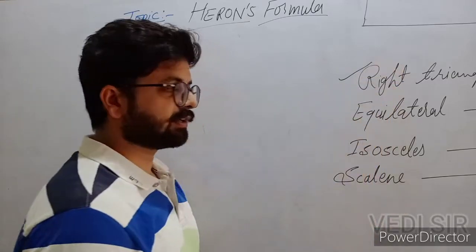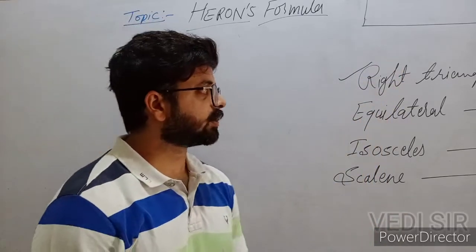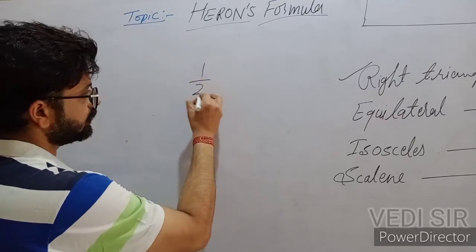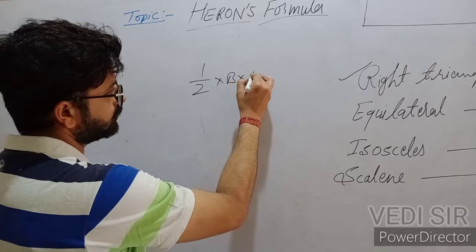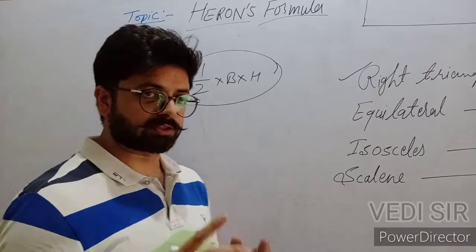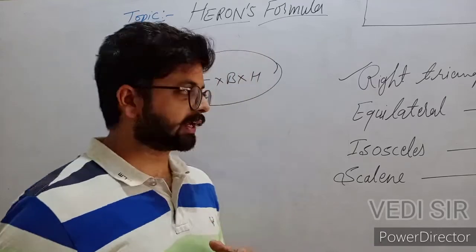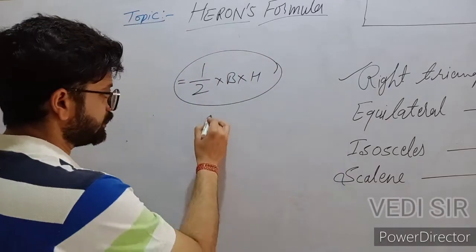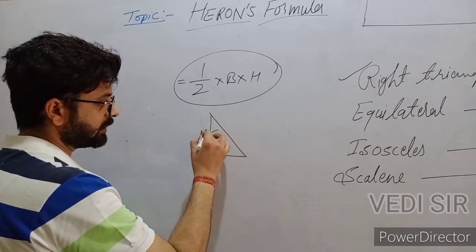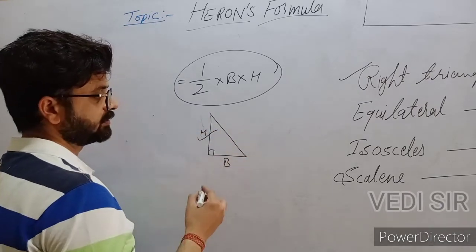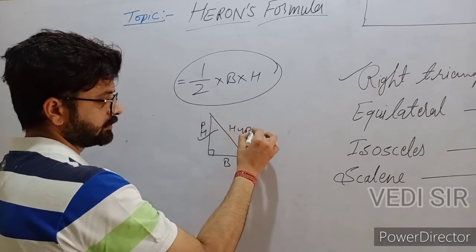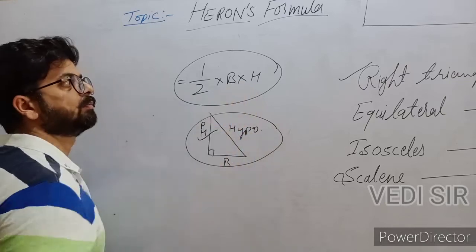Suppose a right angle triangle. For the right angle triangle we already have one formula: half of base into height. This is the formula for area of a triangle. In a right angle triangle usually we get the height, this perpendicular part is the height and this one is the base, or we can say perpendicular also. This is the hypotenuse.